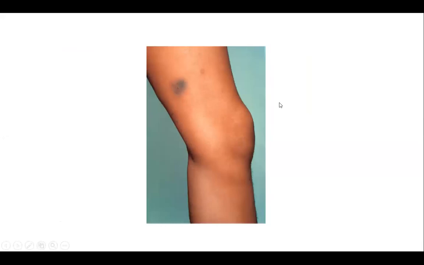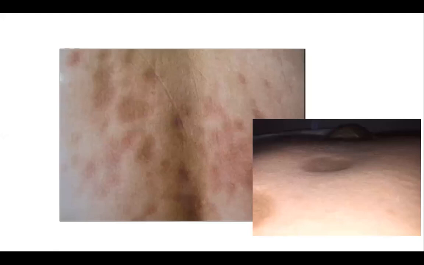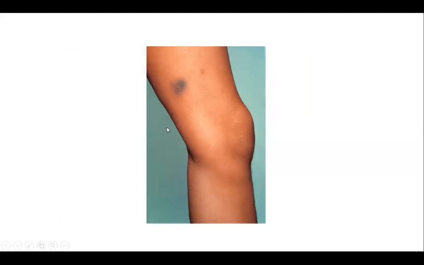Treatment is very limited for it. The only thing you can do is reduce the color by lasers, but other than that, not much can be done. Okay, differential diagnosis here. Fixed drug reaction, very good. Fixed drug reaction is a very good differential diagnosis. You can see a darker area with the erythematous border.